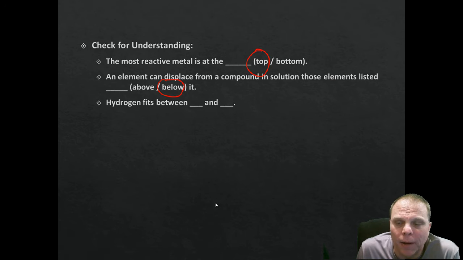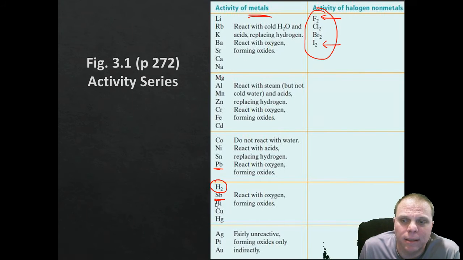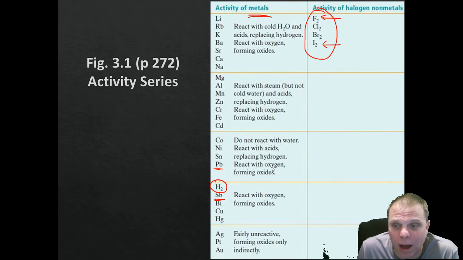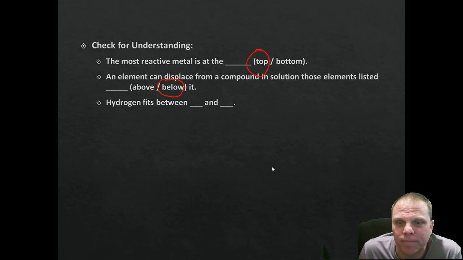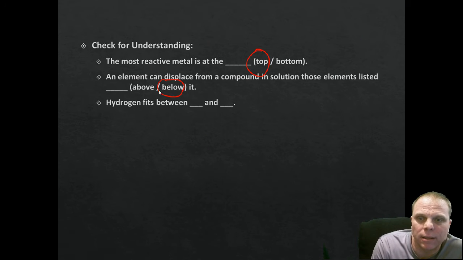Okay. And so it doesn't quite have the ability to just spontaneously react with oxygen. It's going to have some help. When you burn it, if you add some heat, okay, or electricity, you can get it to react with oxygen and form an oxide. So it fits right between the lead and the antimony, the pub and the sub.